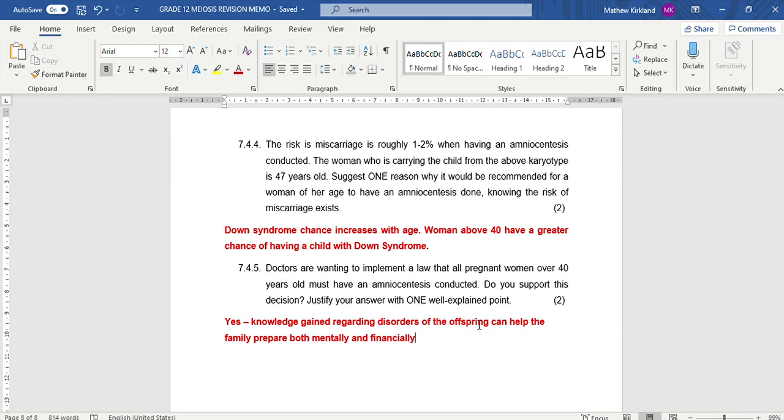You could then also argue, based on what we previously said, the chances of a genetic disorder increase with age. So it is a valid precaution to ensure the mother/family is informed. You could have argued from that perspective.